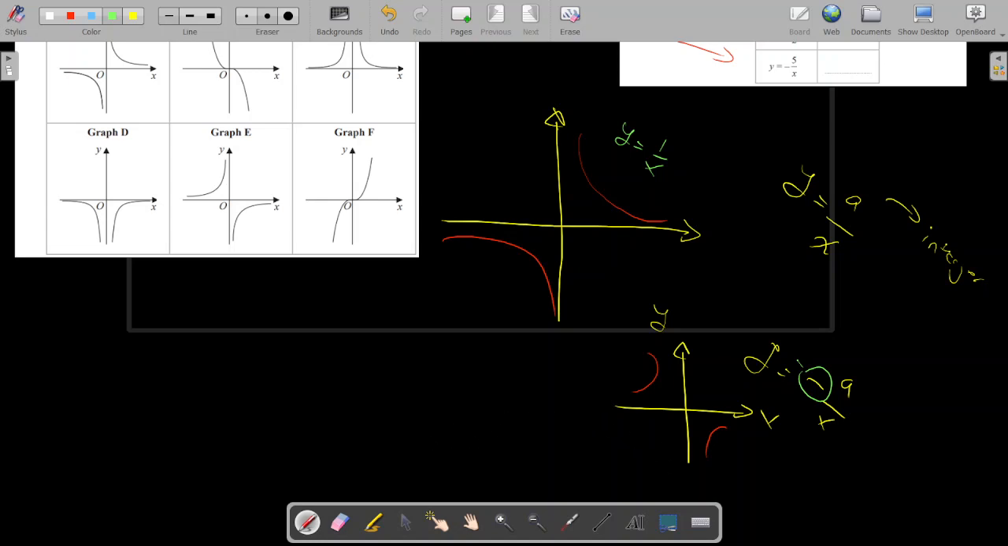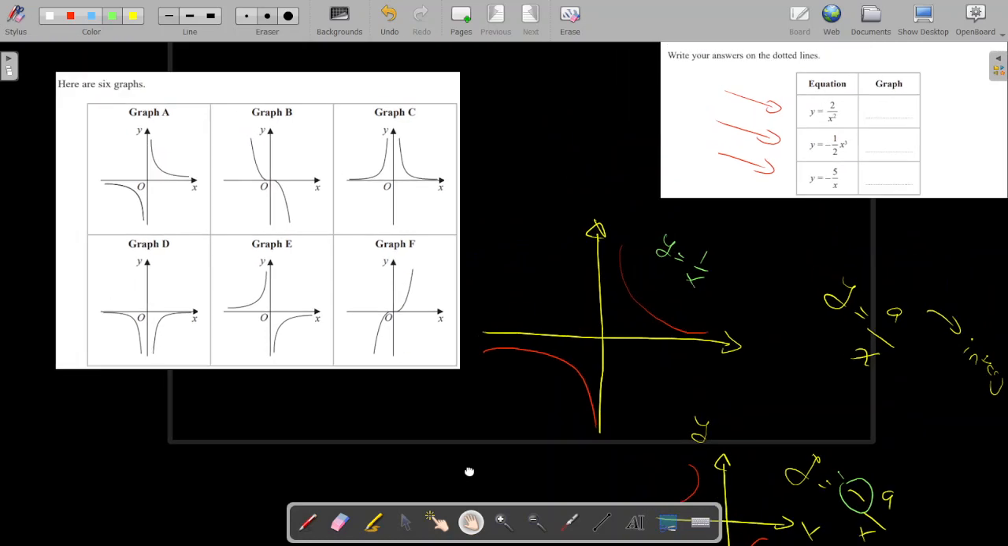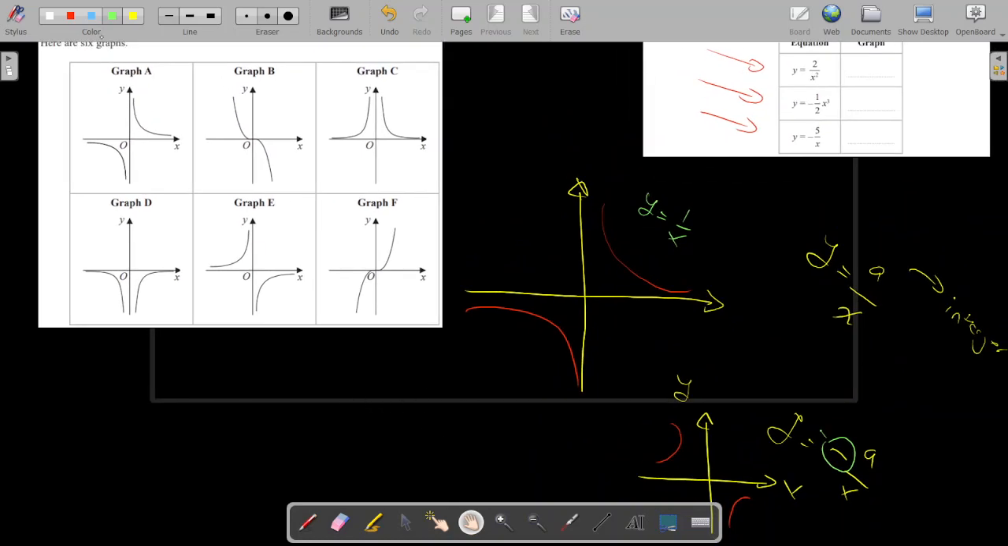Okay, I'm going to write notes here so you don't get lost. We said that this represents y equals a over x, and this one is y equals minus a over x.